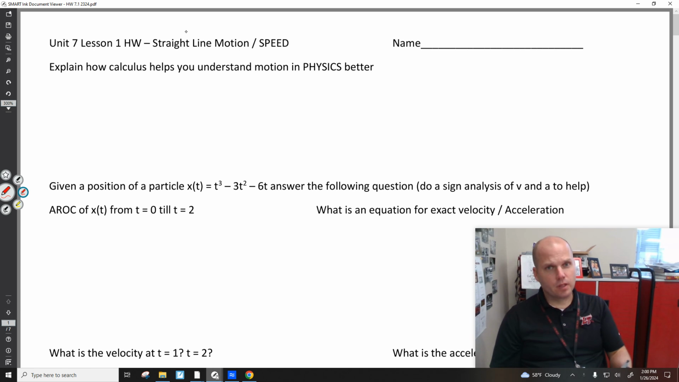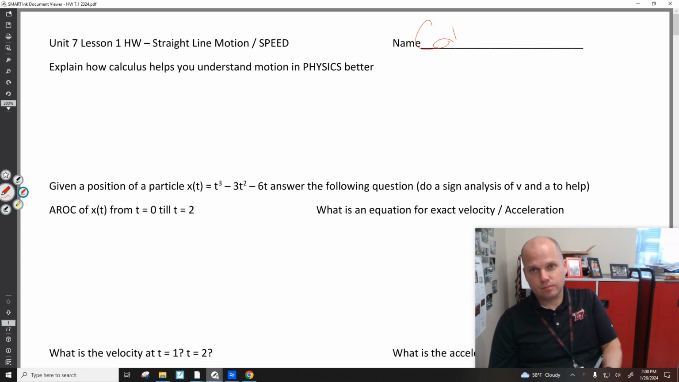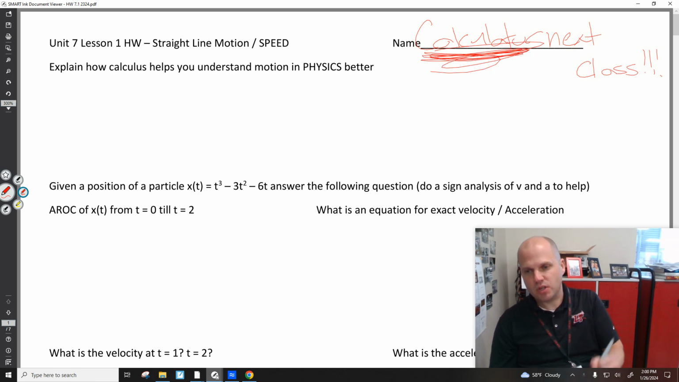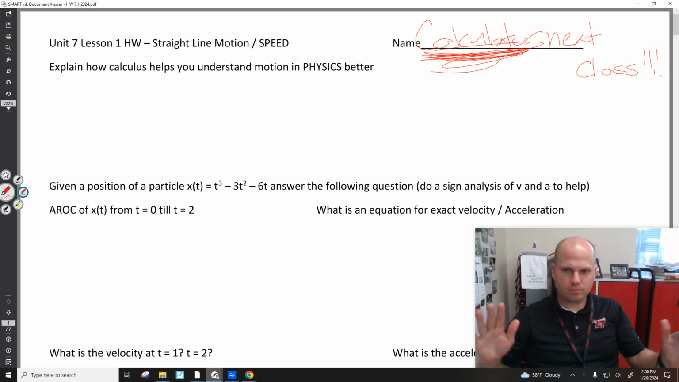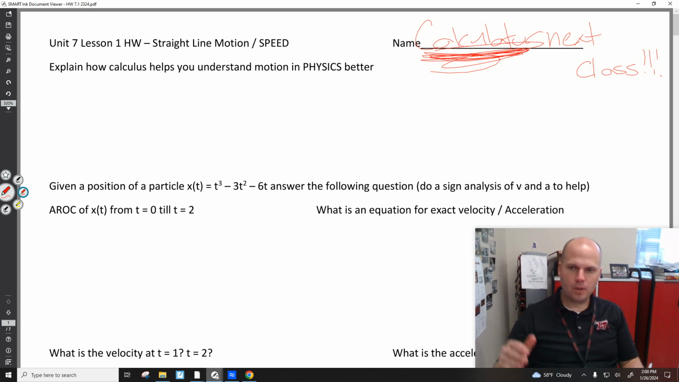Heads up. Calculator next class. I was thinking about how I am going to get this across, but I figure making a homework video right now and saying, yo, bring your calculator next class. You need a calculator. You have to have a calculator for lesson 2. We're good. Bring a calculator next class, and for the remainder of the year, just bring your calculator because we'll start using it more.